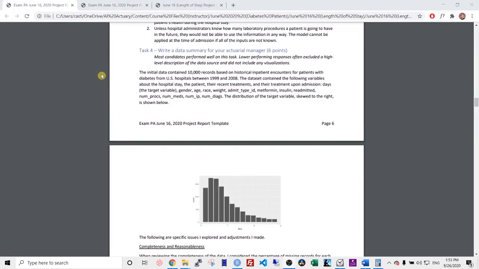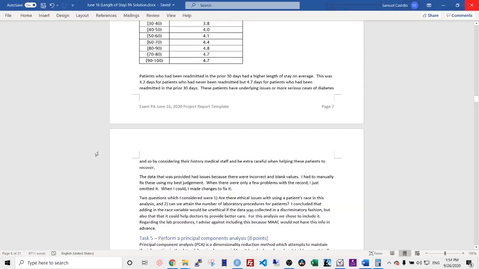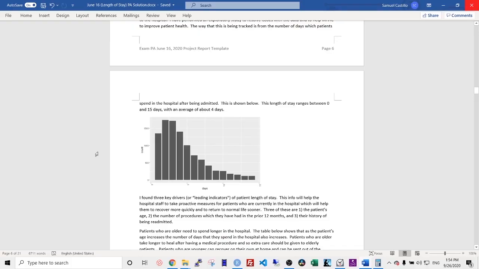Lower performing responses often included a high-level description of the data source. It did not include any visualizations. So in this case, be sure to include a graph, such as a histogram, or some other type of visualization. The SOA's answer does a great job of breaking up their response using these subheadings: completeness and reasonableness, ethical concerns, and relevance. However, as with every other question on this exam, a wide range of answers is possible. So don't feel like you are constrained to using a specific format like this. The response in this video, which is more of a narrative style, would also be acceptable.